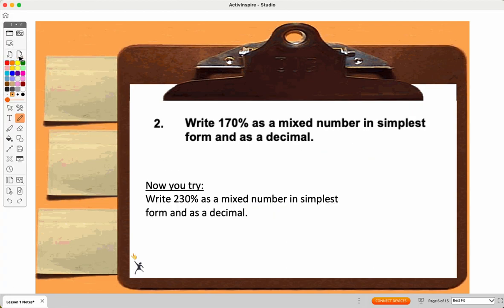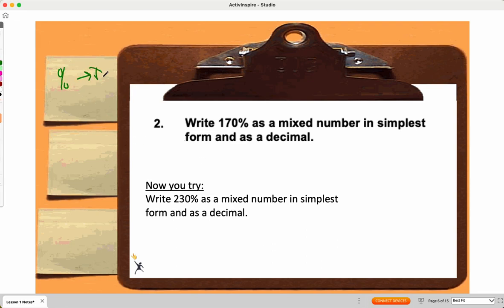This time let's look at a number greater than 100%. It doesn't change what I'm doing. If I'm going from percent to decimal, I'm going to move it 2 places to the left. So this time it's 1 7/10. Then to go with a decimal, I'm just going to write it as it says, 1.7. I can't simplify 7/10, so those are my answers. All right, go ahead and pause the video and figure out what 230% would be as a fraction and as a decimal or mixed number.